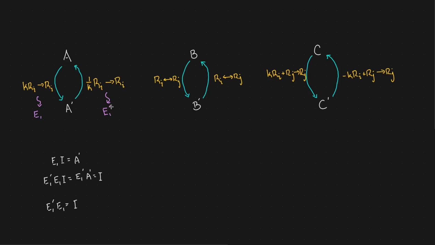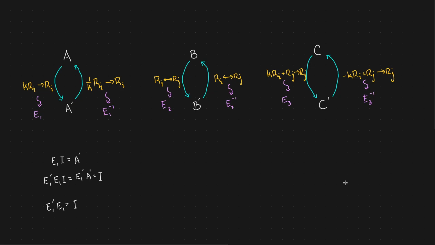Okay? So instead of calling this E1 prime, I could call this E1 inverse. Same thing here. These two elementary operations, they undo each other. They invert each other. And so if this is E2, this must be E2 inverse. If this elementary operation is E3, then this must be the inverse of E3.